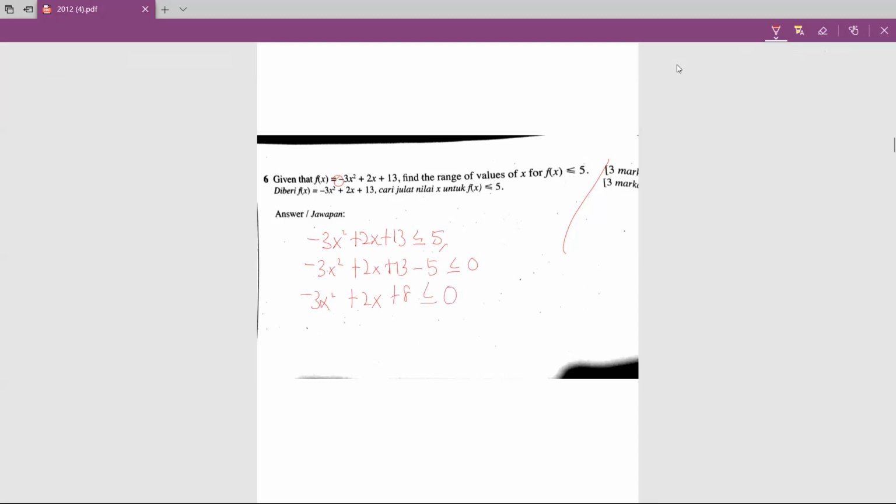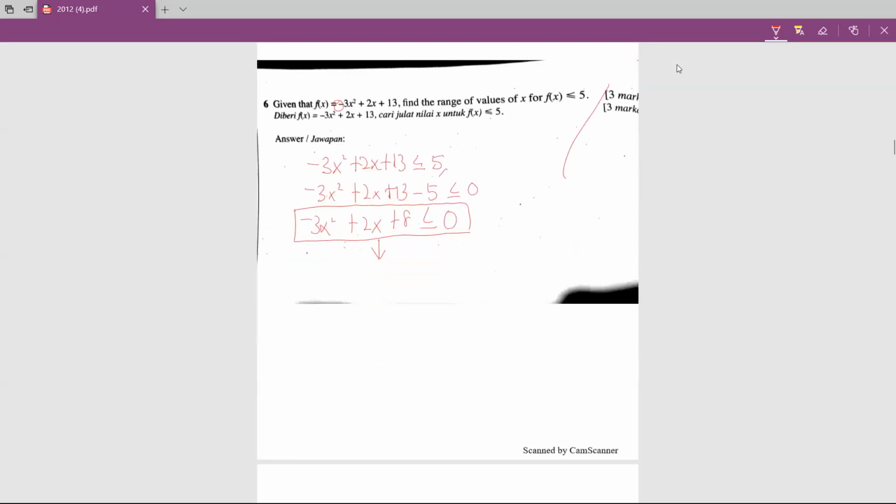So now, sekarang kita tukar negative quadratic inequality to positive quadratic inequality. Ada kata tadi positive, negative 3x² akan jadi positive 3x². Positive 2x akan jadi negative 2x. Positive 8 akan jadi negative 8. Lesser or equal to 0 akan jadi greater or equals to 0. Okay, and then now you press your calculator. After that you factorize, you akan dapat (3x + 4)(x - 2) greater or equals to 0.